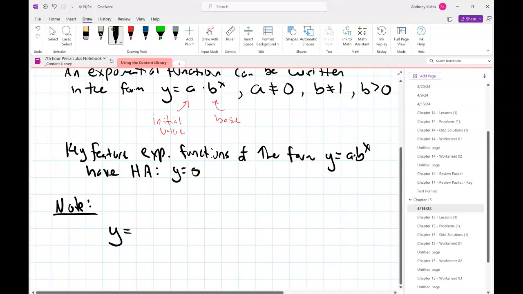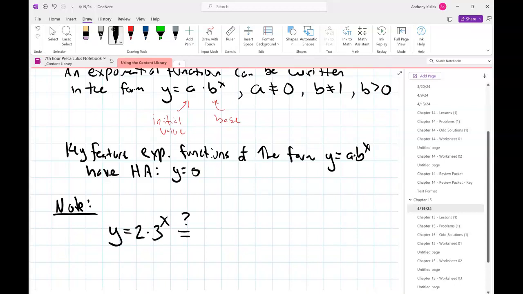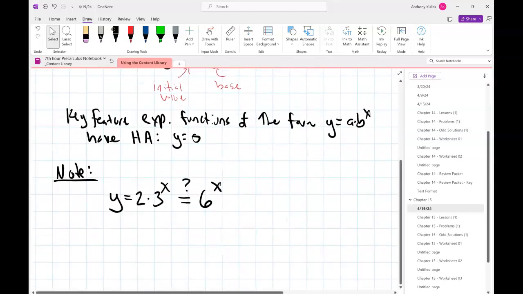So question for you guys. Is that true? 2 times 3 to the x is equal to 6x. Reagan, you say no. Why do you say no? But why not? Okay. You're right. You can't multiply them. When could you multiply them?